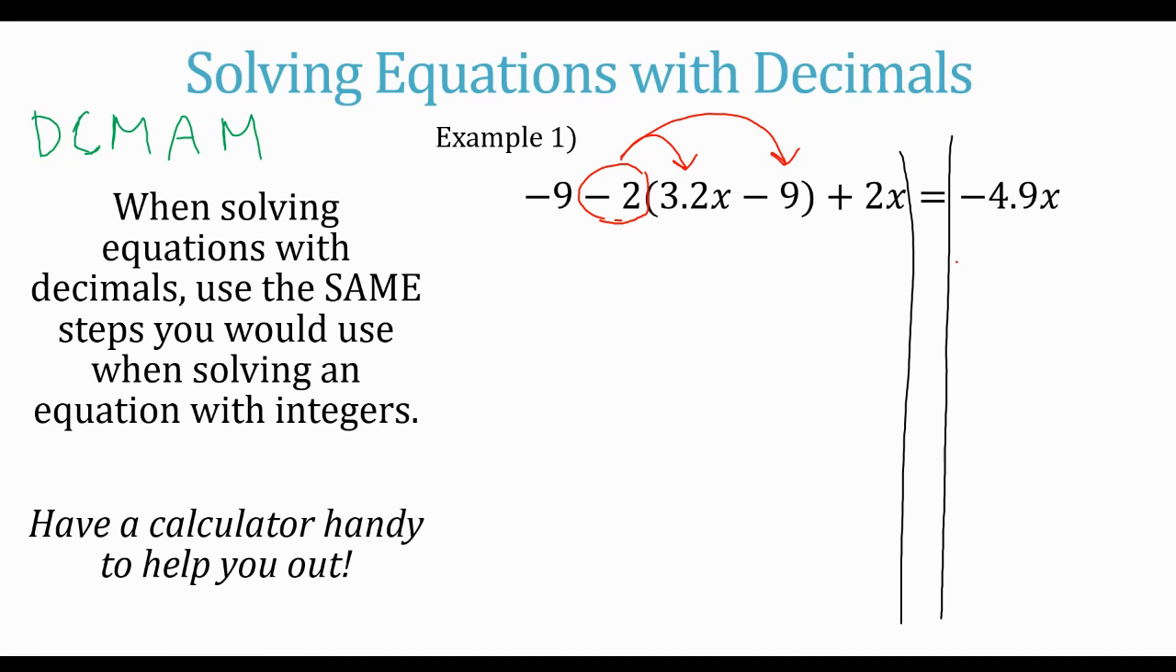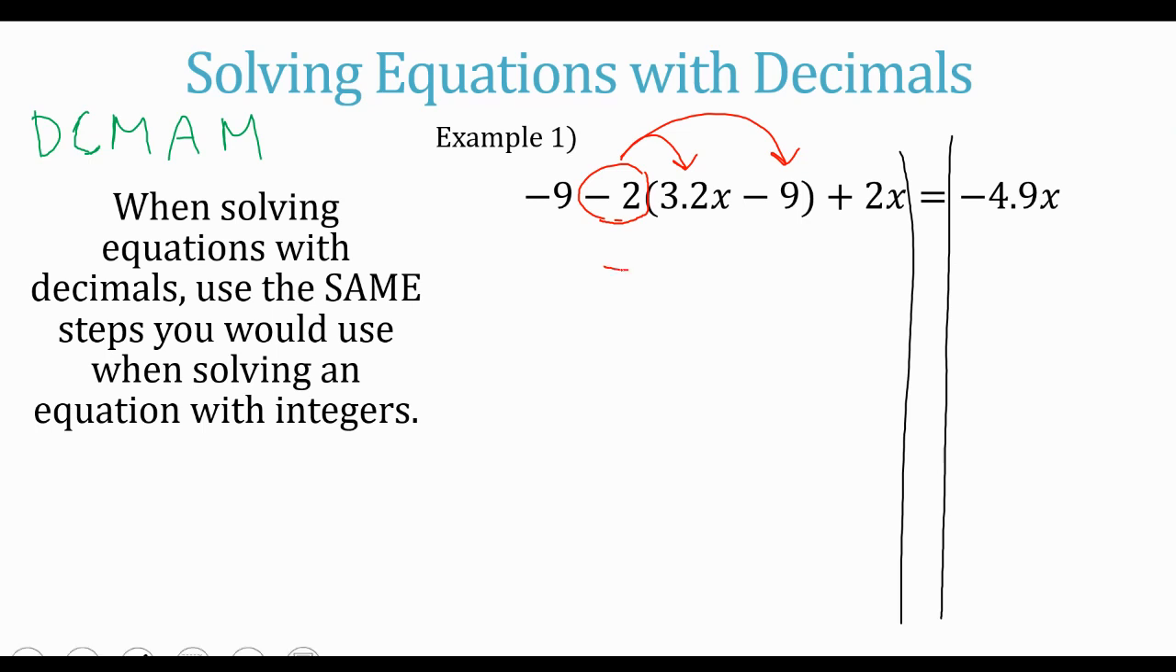So negative 2 times 3.2 is negative 6.4x. Negative 2 times negative 9 is a positive 18. Now, anything else we didn't use, we're going to just bring down. So that 9, that plus 2x, that equals negative 4.9x as well.